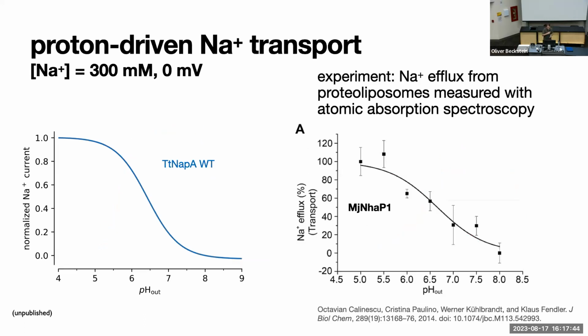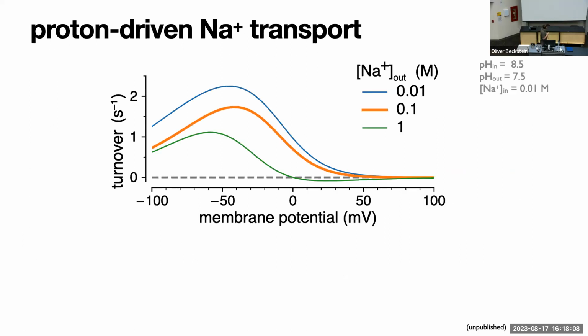So we can then also look at proton-driven transport. Unfortunately, I don't have data for NapA, so this is a related protein that shows the overall kind of shape that we get. Again, we get all of this without fitting any parameters, right? We just started with the crystal structure, and we know the diffusion coefficient of the proton. So that's what goes in there, and everything else is just in the model.